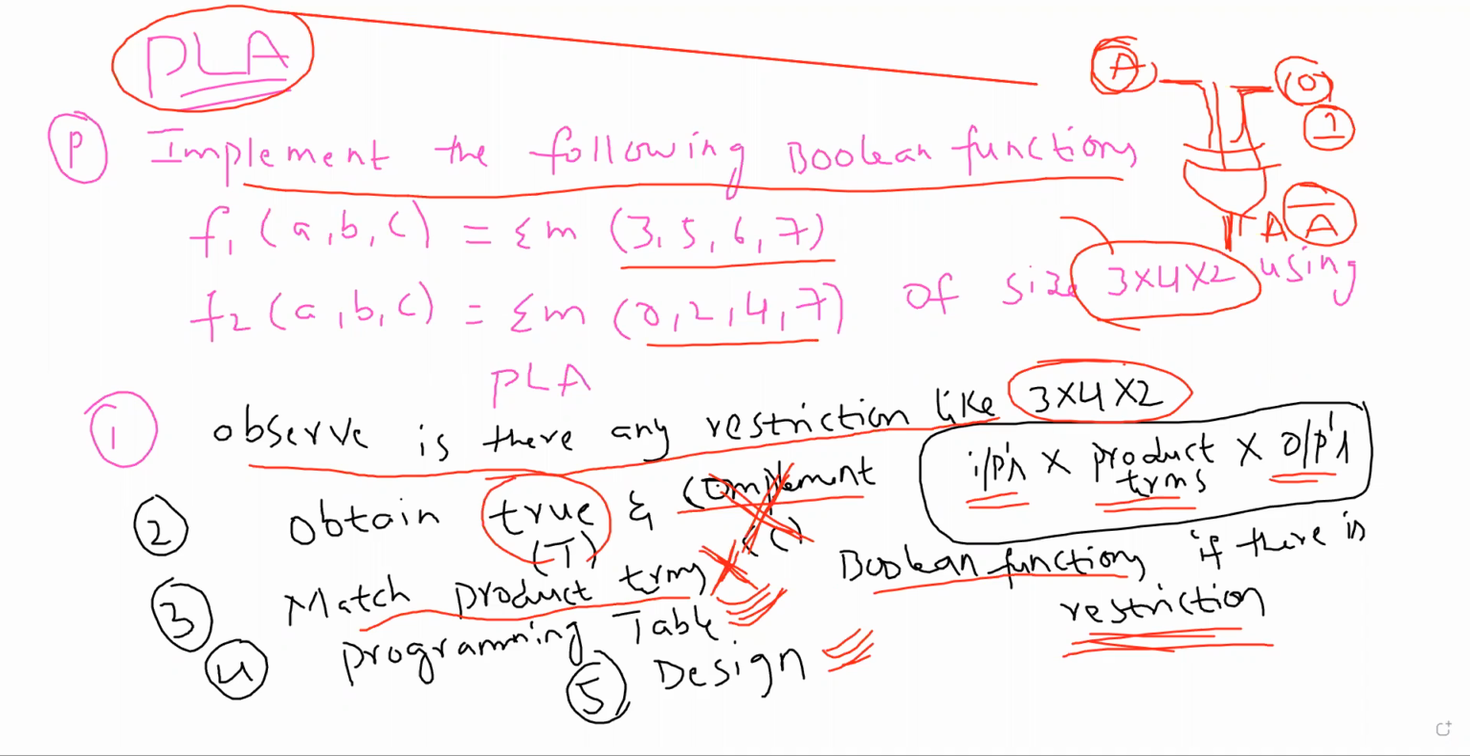That means three inputs, they have already given that, and two outputs, f1 and f2. And we have to match how many product terms? 4 product terms. That means there is a restriction, therefore we have to obtain the true form and complement form boolean functions, and we have to match the product terms. We will see how we are going to do this example. Is it clear?